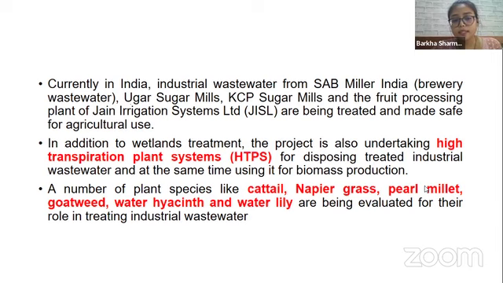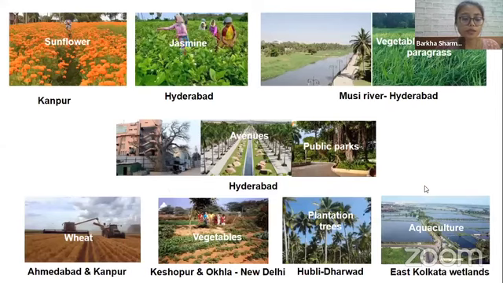In addition to wetland system, as we discussed previously, the project is also undertaking high transpiration plant systems for disposing treated industrial wastewater and at the same time using it for biomass production. A large number of plant species like cattail, napier grass, pearl millet, goat wheat, water hyacinth, and water lily are being evaluated for their role in treating industrial wastewater.